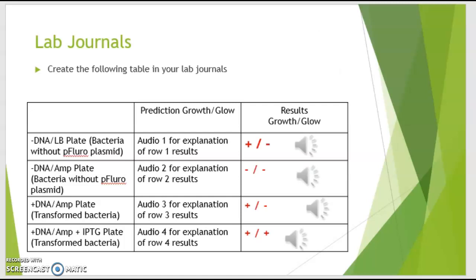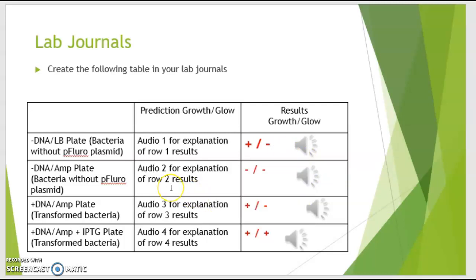So here are the results. On a bacteria that does not have the plasmid, would you expect E. coli to grow on a plate that has bacteria food? Yes. Any bacteria, in the presence of bacteria food, should grow. That should not be a problem. Would you expect E. coli without the plasmid to glow? No. The plasmid gives it the properties of glowing because it has the GFP gene, which makes a GFP protein. So no, you would not expect it to glow because it does not have that plasmid.